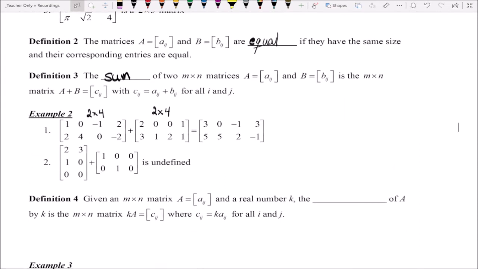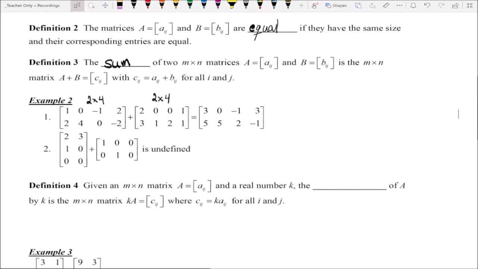Now, if we are given an m by n matrix A and some real number k, the scalar multiple of A by k is the m by n matrix kA, where the ij entry of k times A is k times the ij entry of A. In other words, to do scalar multiplication of a matrix, all we do is multiply every single entry of the matrix by that scalar.